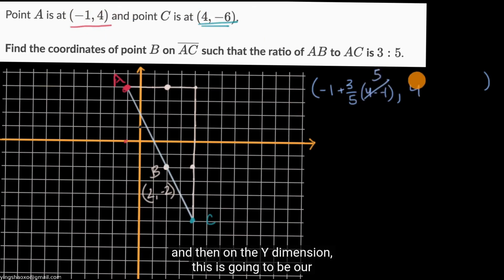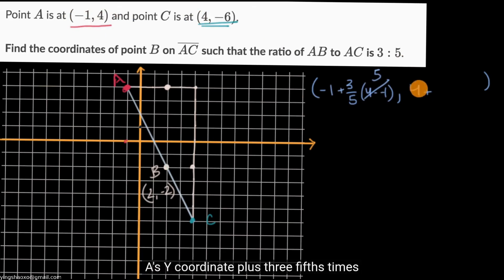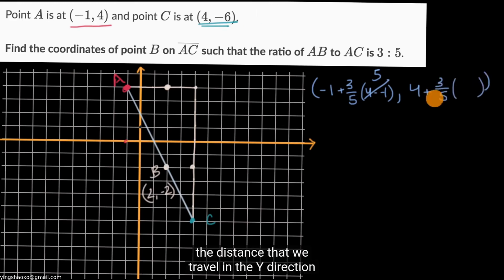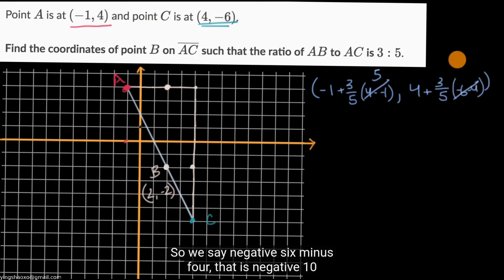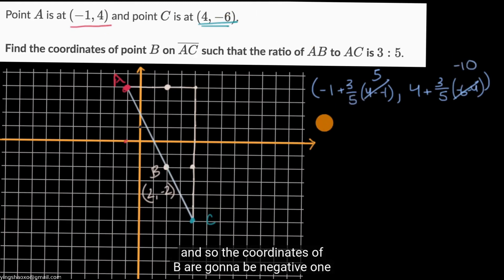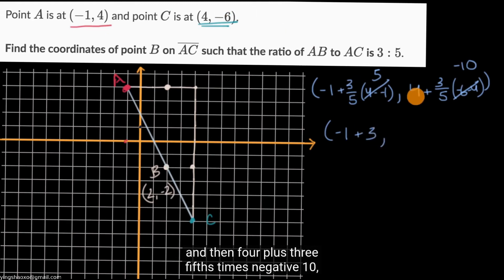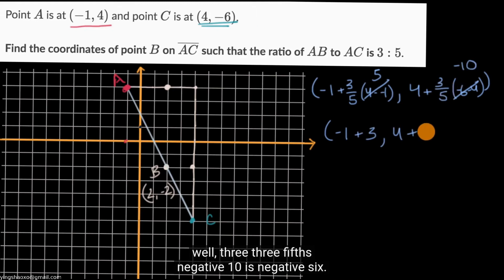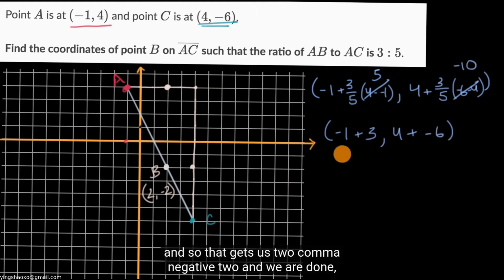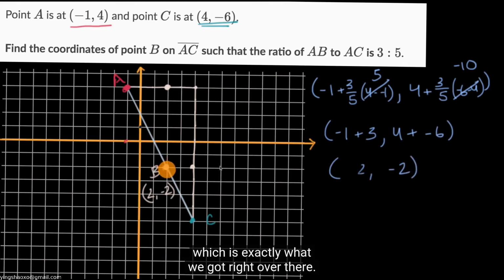And then on the y dimension, this is going to be A's y coordinate plus 3/5 times the distance that we travel in the y direction. And here we're going from 4 to -6. So if we say -6 minus 4, that is -10. And so the coordinates of B are going to be -1 plus 3/5 times 5, which is plus 3. And then 4 plus 3/5 times -10. Well, 3/5 times -10 is -6. And so that gets us to comma -2. And we are done, which is exactly what we got before.